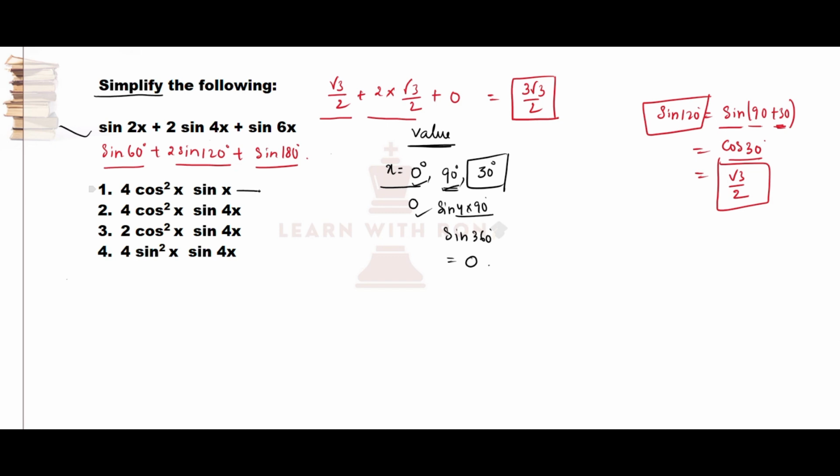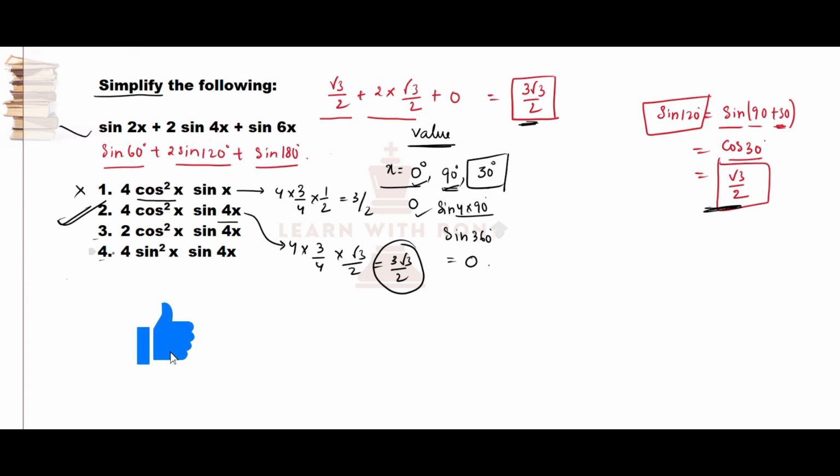See the first option here. If I substitute x as 30 degrees, cos 30 is root 3 by 2, and root 3 by 2 whole squared is 3 by 4, and sin 30 is 1 by 2. So we are getting 3 by 2, not 3 root 3 by 2, so this is not our option. See the next option. 4 times cos square 30 is 3 by 4, and sin 4 into 30 is sin 120, which is root 3 by 2. So we are getting 3 root 3 by 2, which matches the expression value. So this is our answer. You can check options 3 and 4; you will get different values.